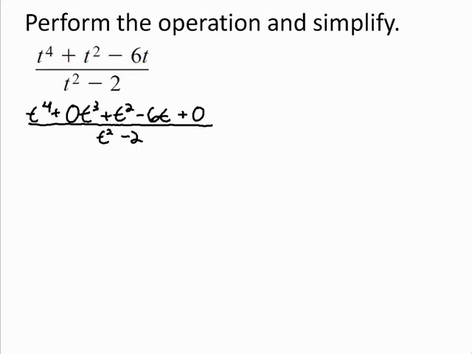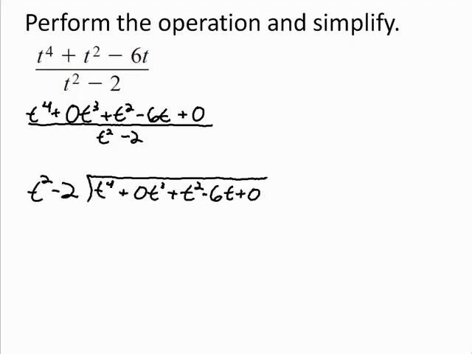Now perform the long division algorithm. Divide the first term of the dividend, t to the fourth power, by the first term of the divisor, t squared. t to the fourth power divided by t squared is t squared. Multiply t squared by the divisor. t squared times t squared minus 2 is t to the fourth power minus 2t squared.